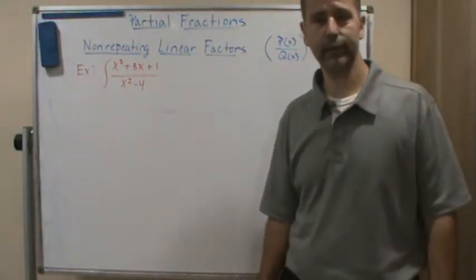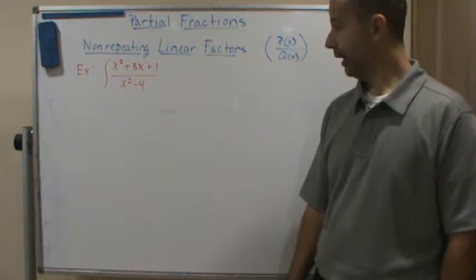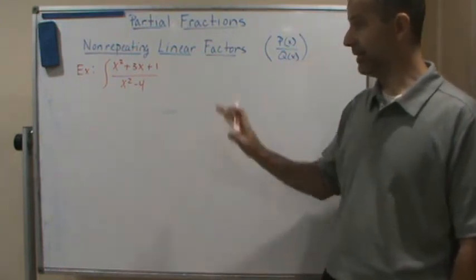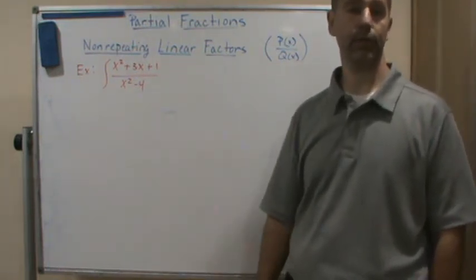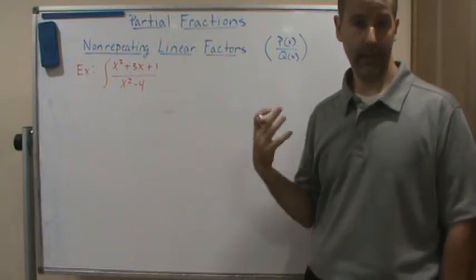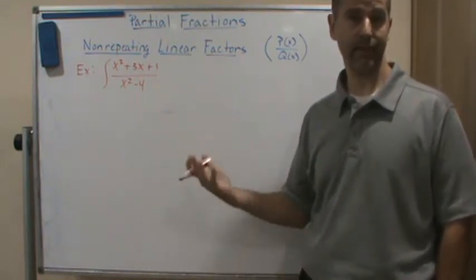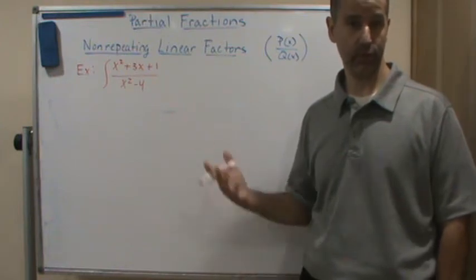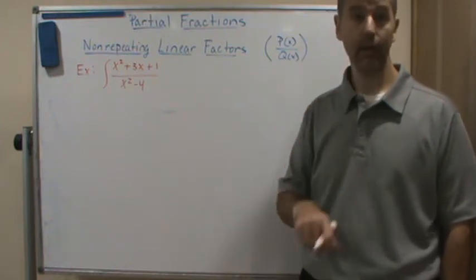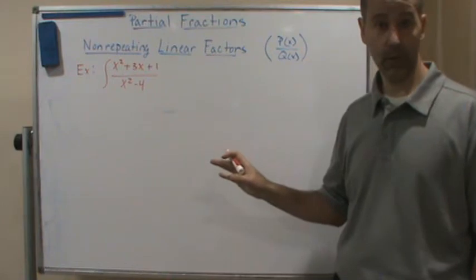Okay, so welcome back. So now let's do another example of partial fractions. So now in this example, we have a situation where the degree of the numerator is not less than the degree of the denominator. So we're going to have to do long division, okay?